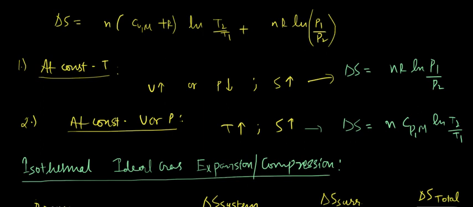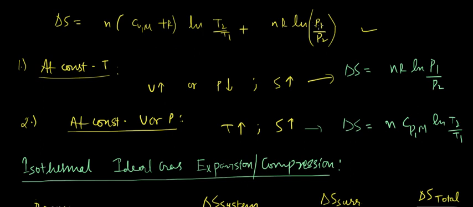Okay, hi guys. So in the last lecture, we saw that delta S would be equal to n CVM plus R ln T2 upon T1 plus nR ln P1 upon P2. So just continuing from that, let's say we have a constant temperature. So at constant temperature, this term would be equal to 0. Okay, so the only term left would be nR ln P1 upon P2.